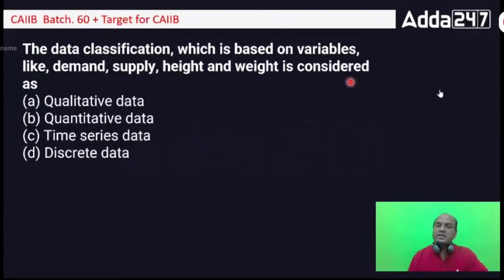Discrete and quantitative. What is the difference? Discrete and quantitative, they are totally different. See here, these two are separate classifications. Discrete will be compared with continuous, and quantitative will be compared with qualitative. So discrete cannot be compared with quantitative. Discrete can be compared with only continuous, and quantitative can be compared with only qualitative. So that is the main point. You can't compare these two.